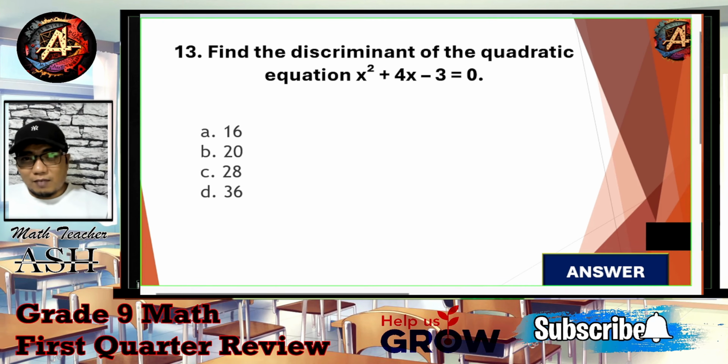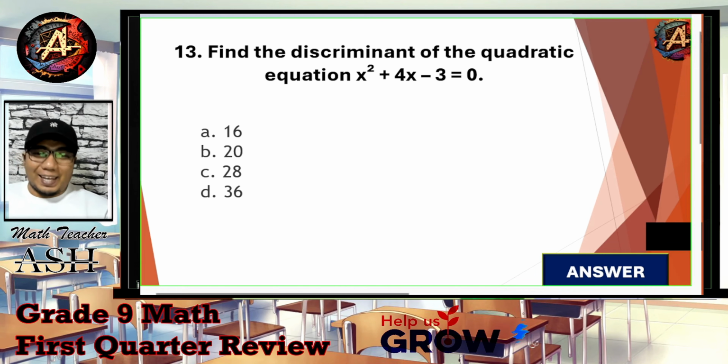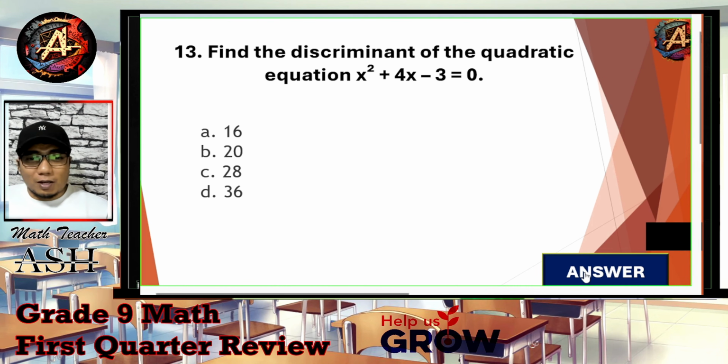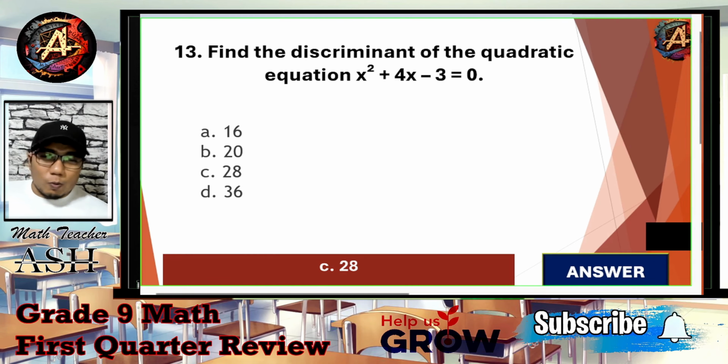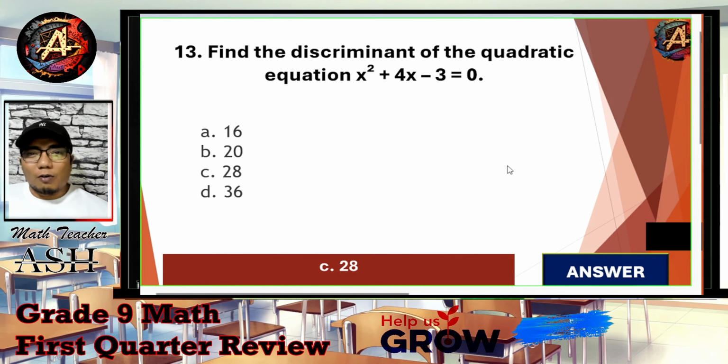So that would give us 16 plus 12. Alright. So 16 plus 12, that is 28. And if we check our choices, we have letter C as our answer. Let's check whether we are correct. Alright, my dear math learners. Now, if you did not get that one, just rewind our discussion for this question. Now, let us go to question number 14.